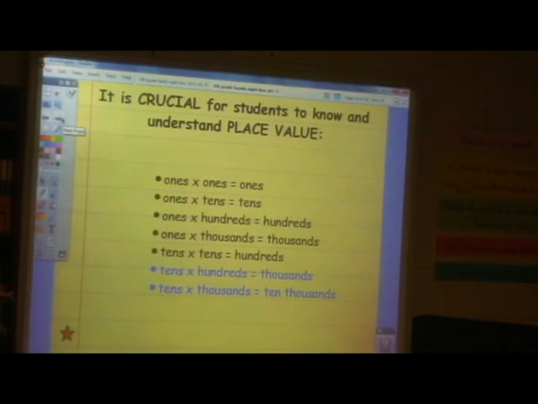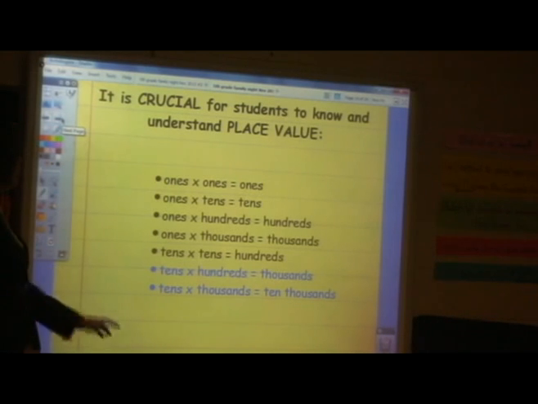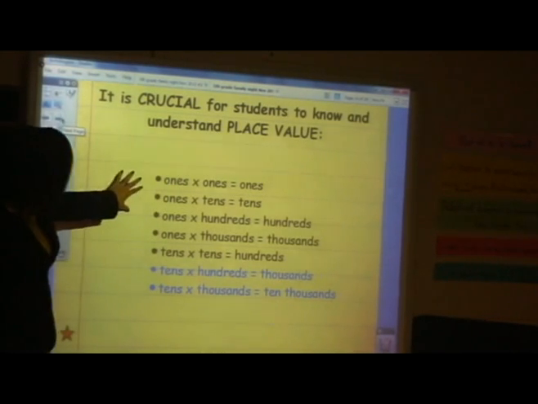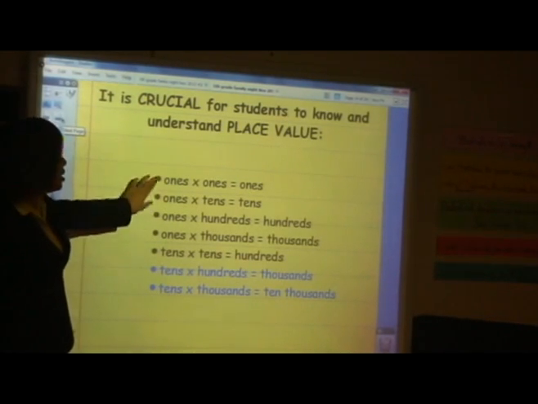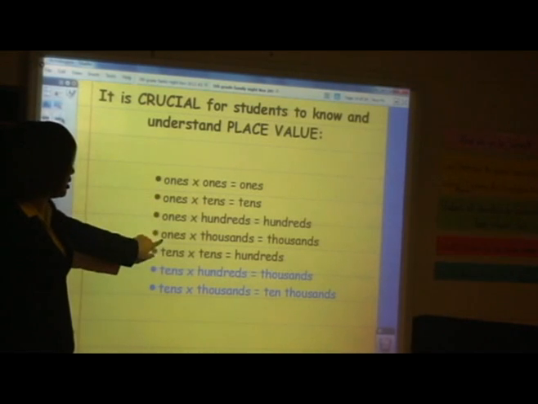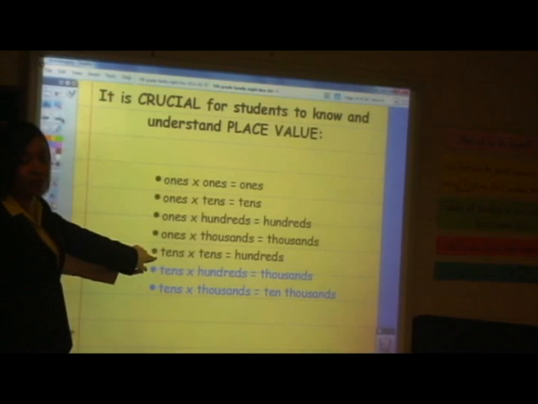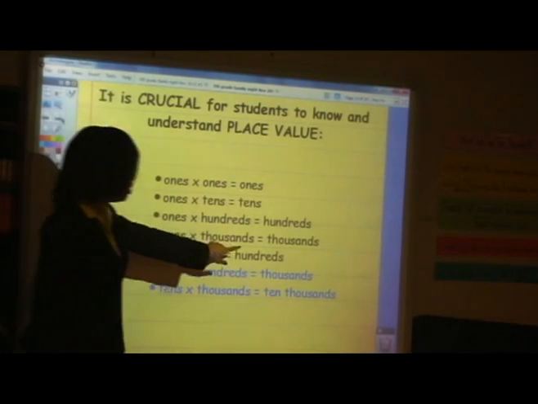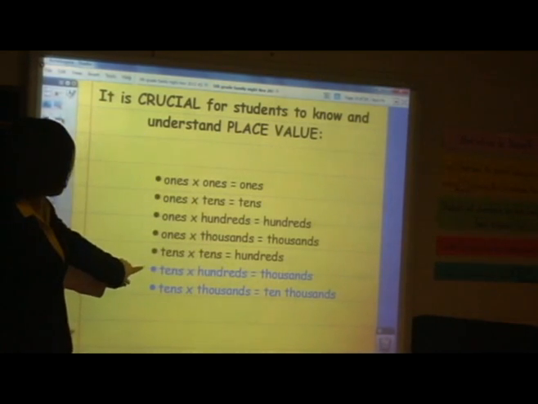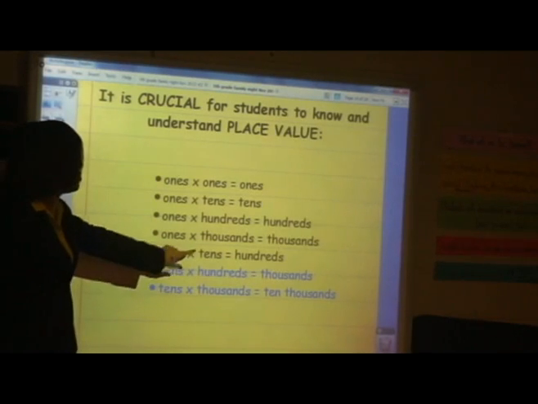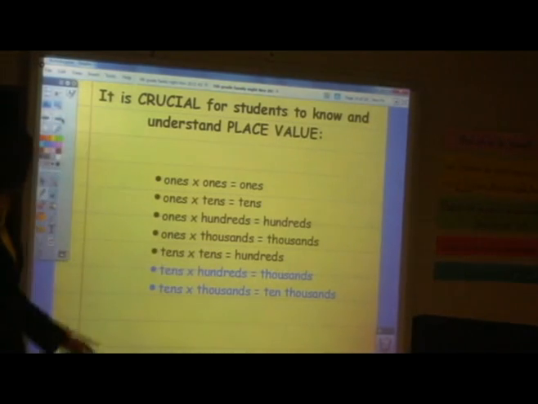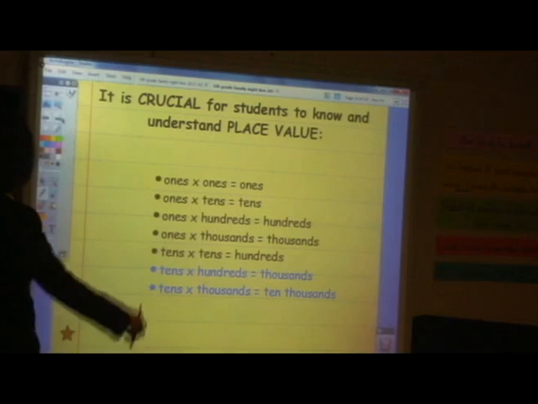It is crucial for students to know and understand place value. We hit this at the beginning. The black is what they already know. They know anything times 1 is going to be itself. Then they quickly learn, when they're learning those multiplication facts, 10 times 10 is 100. And again, we're going to try to get them into tens and hundreds. 10s times hundreds is thousands, and 10s times thousands is 10,000.